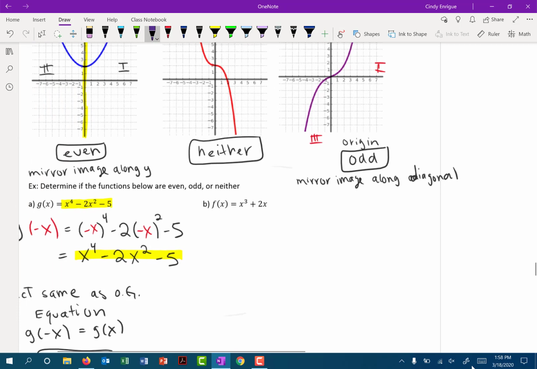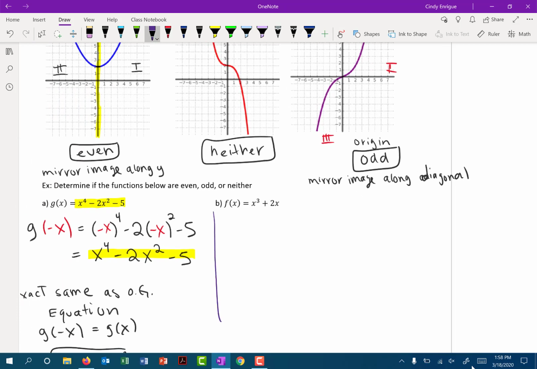So for part B, let's see, I have f. Now I'm going to plug in a negative x, and let's see what happens. So I'm going to have parentheses to the third plus 2 times parentheses, because what I'm plugging into the parentheses is a negative x. So I have negative x to the third power. Well, negative times a negative times a negative is negative, so this is still negative x cubed. And this is going to be a negative times a positive, so it's a negative 2x.